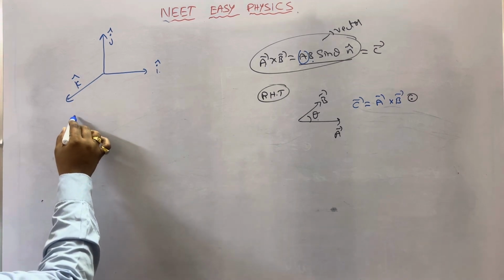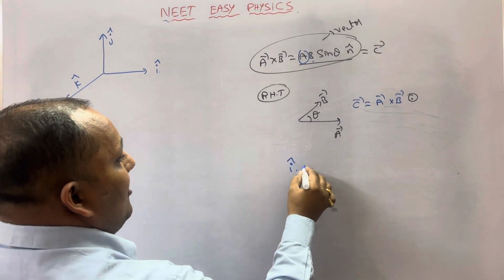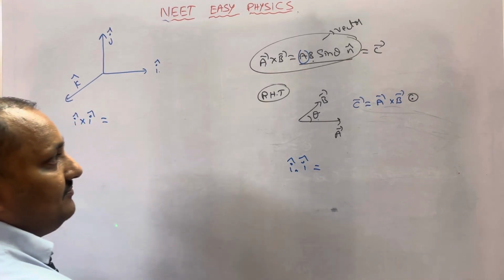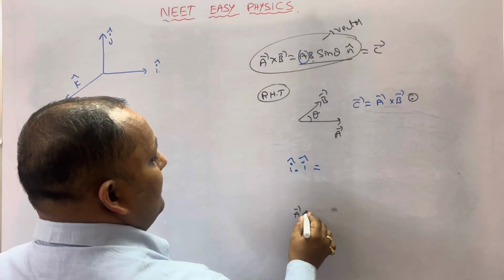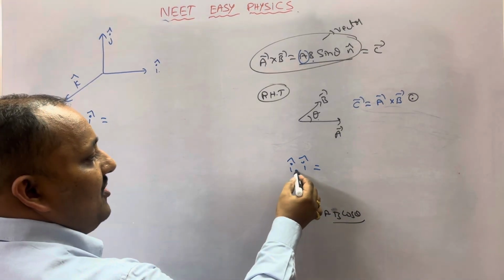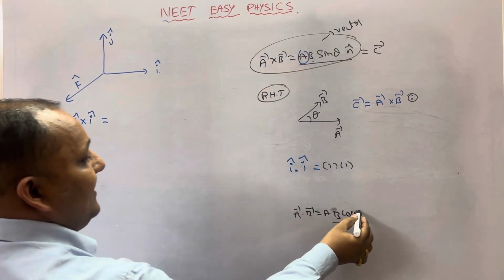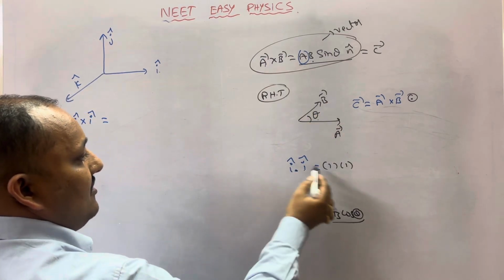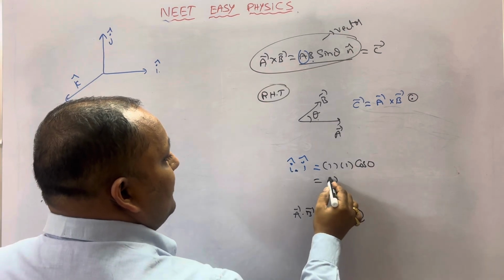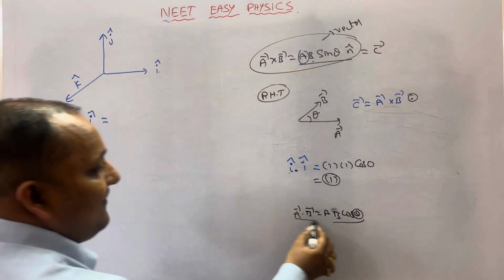Now I want to know what is i cap cross i cap. In the morning we did i cap dot i cap. So for i cap dot i cap, which formula did we apply? In the morning, A bar dot B bar is equal to AB cos theta, because we did dot product at that time. For i and i, what is the angle between them? Here theta is the angle between A bar and B bar. So for i cap and i cap the angle is 0. Therefore cos 0 value is 1. Therefore i cap dot i cap became 1 according to this formula.